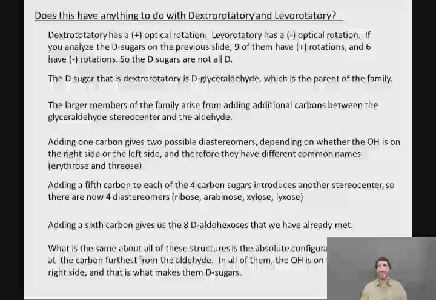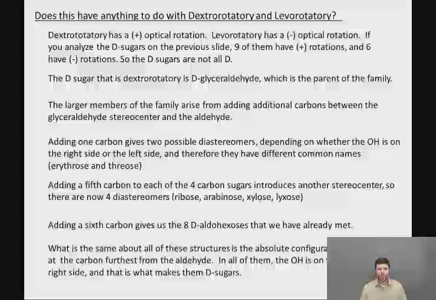Obviously, each of these structures has an enantiomer, the corresponding L sugar, so there are twice as many total stereoisomers. For the purpose of this lesson, I'm just focusing on the D sugars because those are the ones that occur naturally.